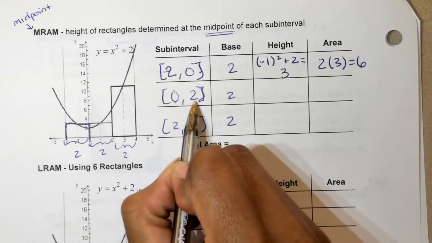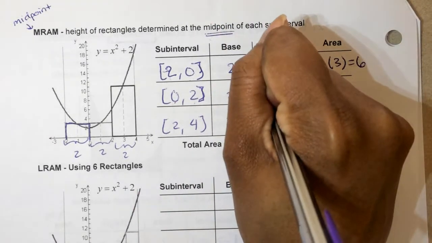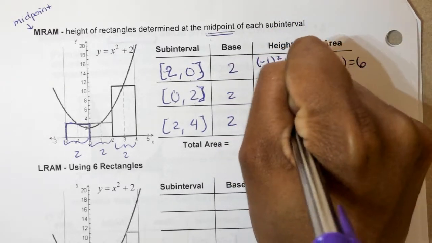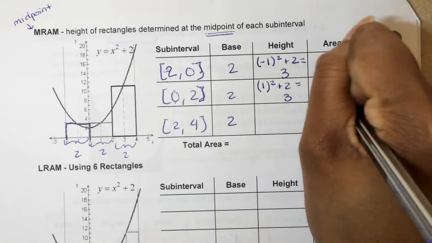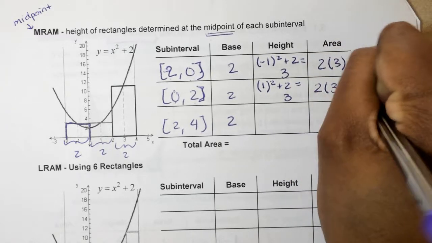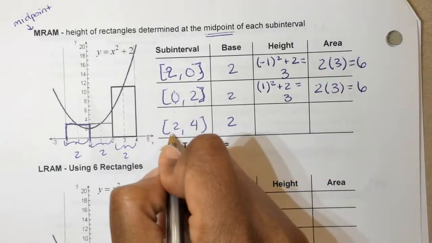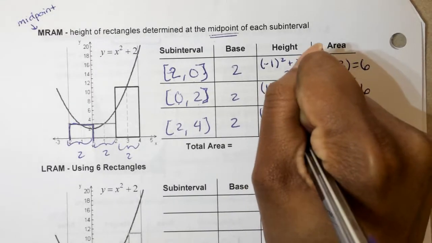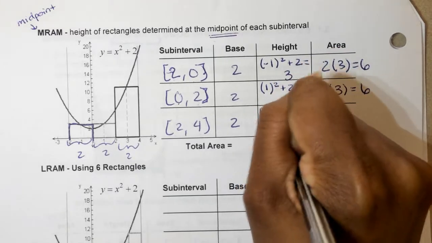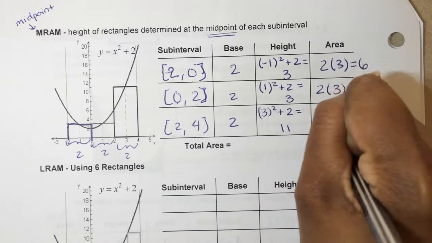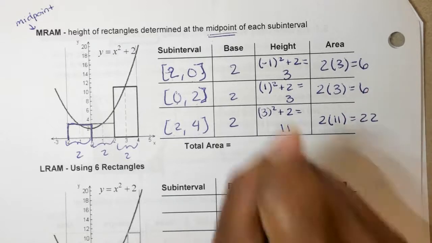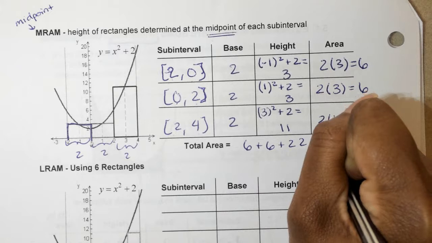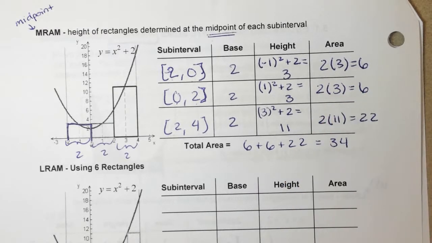The midpoint between 0 and 2 is 1, so we'll use that in our equation. So our area again will be 6. The midpoint between 2 and 4 is 3, so we'll use that, and we'll get 11. So 2 times 11 is 22. So our total area is 6 plus 6 plus 22, which is equal to 34.